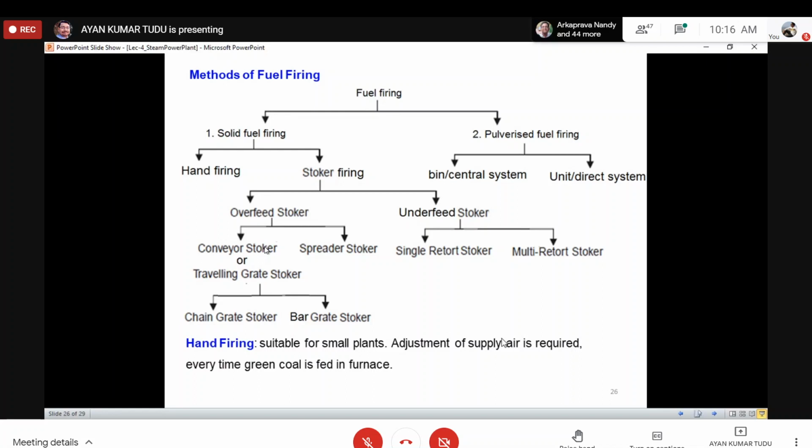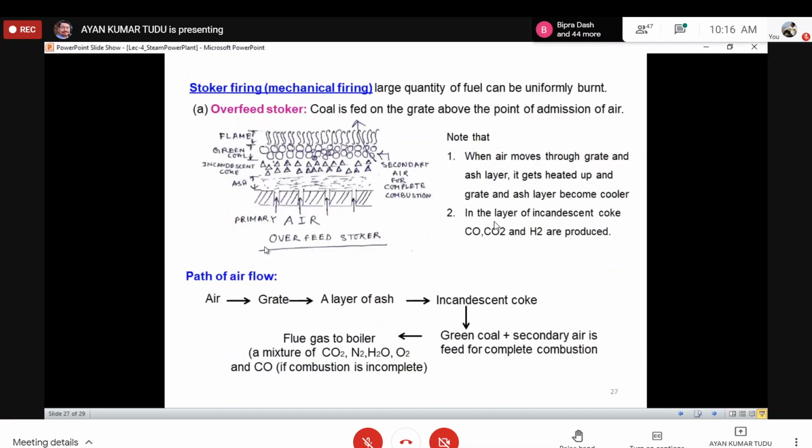So let us see what exactly are this overfeed stoker and this underfeed stoker. Stoker firing is nothing but mechanical firing. With stoker firing, a large quantity of fuel can be uniformly burned. Okay. So as you can see, we have the picture for an overfeed stoker.